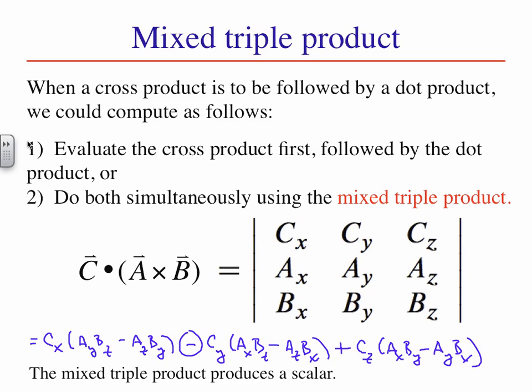Finally, note that a mixed triple product must involve the sequence where the cross product is evaluated first and then the dot product follows. It makes no sense to talk about c cross quantity a dot b, since a dot b yields a scalar and we can't take the cross product between a vector and a scalar. Only the mixed triple product c dot quantity a cross b exists.